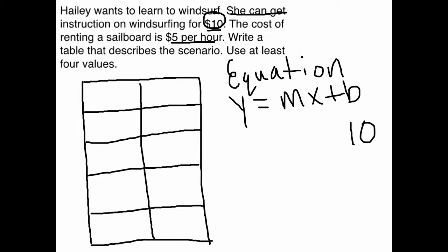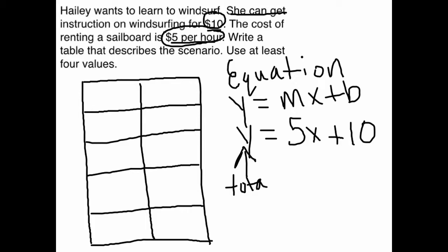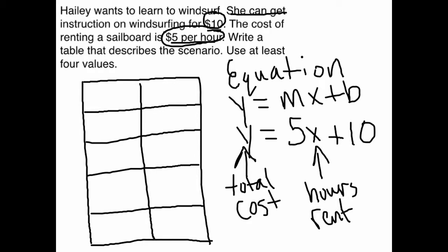The cost of renting a sailboard is $5 per hour. Since I don't know how many hours she's going to actually rent a sailboard for, that means that she's paying $5 over and over and over again for each hour that she rents. So that's going to end up being my slope or my coefficient. So my equation comes out to be y equals 5x plus 10, where y represents my total cost, and x represents the hours rented for her sailboard.